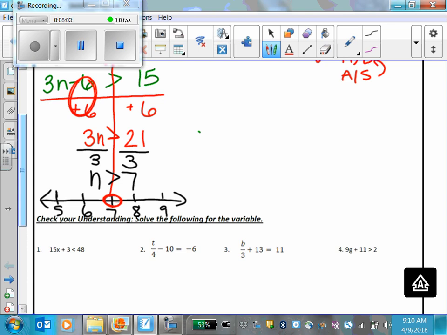Where are all the numbers greater than 7? So a shade to the right. Guys remember that? Yes. Taking it way back. Open because it can't be 7. If it could be 7, then we would close it. Everybody with me? All right, let's do another one.